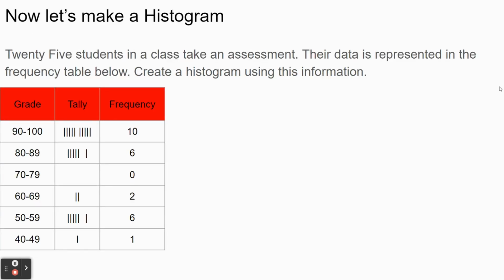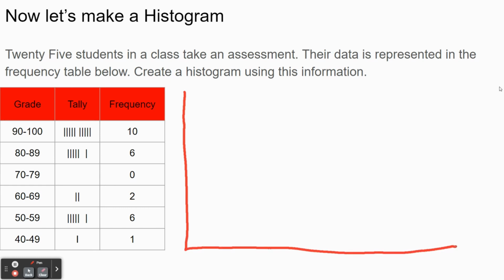So now that we've made our frequency table, let's use that information to make a histogram. So, a histogram is always going to consist of a scale, kind of like a coordinate plane. We're going to have an x and a y axis, sort of. On our x-axis, we're just going to have our various categories. So you could put grade here.